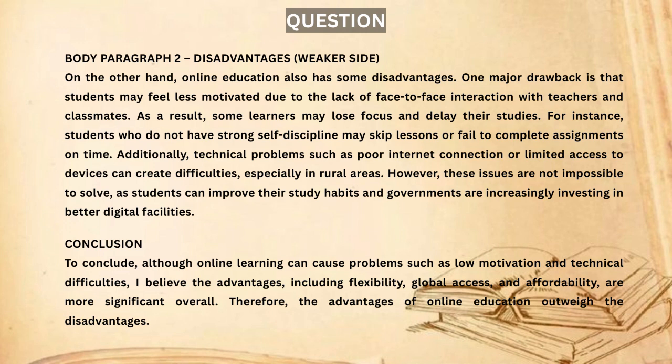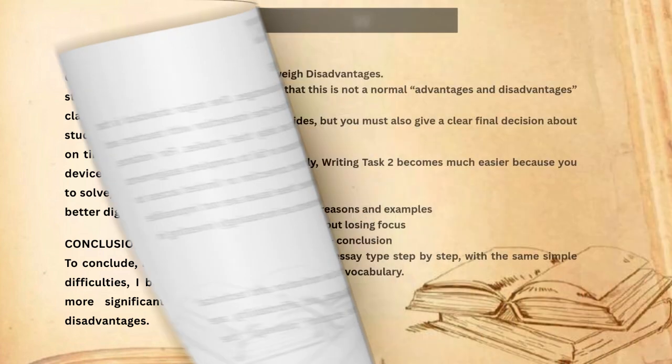Now, the conclusion is short and perfect. So, it says, although online learning can cause problems like low motivation and technical difficulties, the advantages of flexibility, global access, and affordability are more significant overall. Therefore, the advantages outweigh the disadvantages. So, this is a complete band 7 to 8 essay structure.